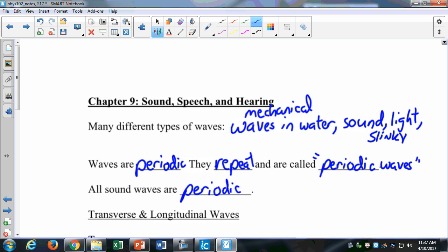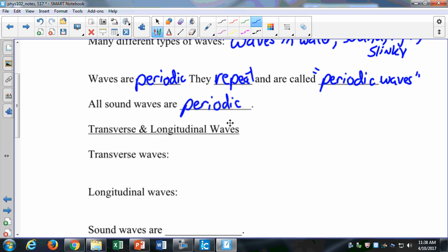In some way, or at least at some level. They might be periodic over very long distances, or they might just be periodic on very short time scales. So for example, even a clap is a periodic wave. The sound generated has a very periodic function to it.